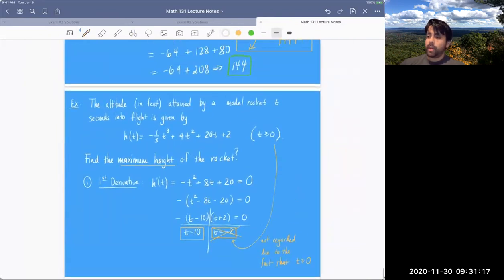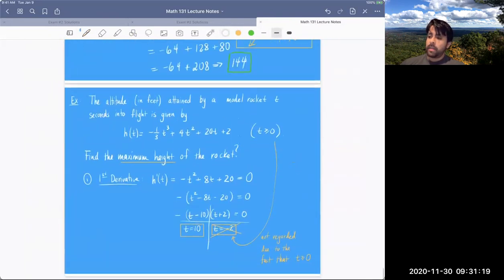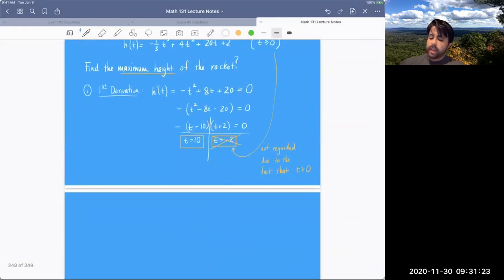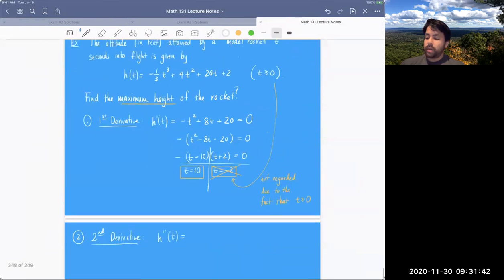Okay. And then what? And then I say, hey, let me see what this looks like. Is this a relative max or relative min? So then what would we say? Second derivative? We could do the second derivative or the first derivative test. But the second derivative test, I think, is a little bit quicker because we already found the first derivative.